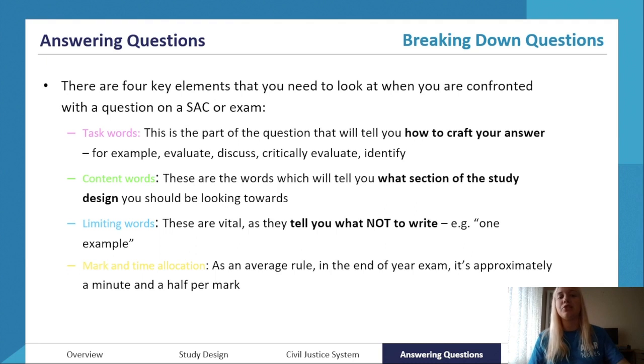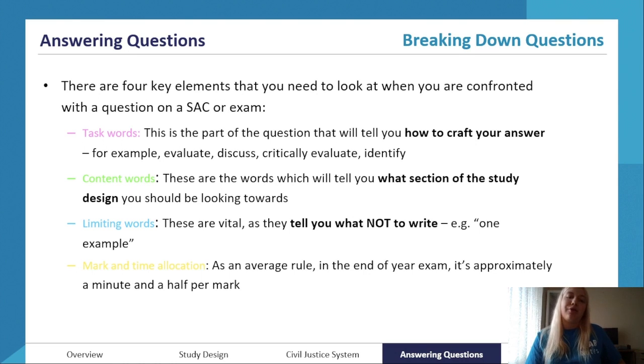So first we need to address the four parts of a question that you need to pay close attention to. The first is the task word given in your question. You need to know exactly what a task word needs you to do. These mean different things. Content words, they tell you what section of the study design you should be specifically answering about, making sure you don't confuse concepts together. Limiting words, they tell you what not to write.